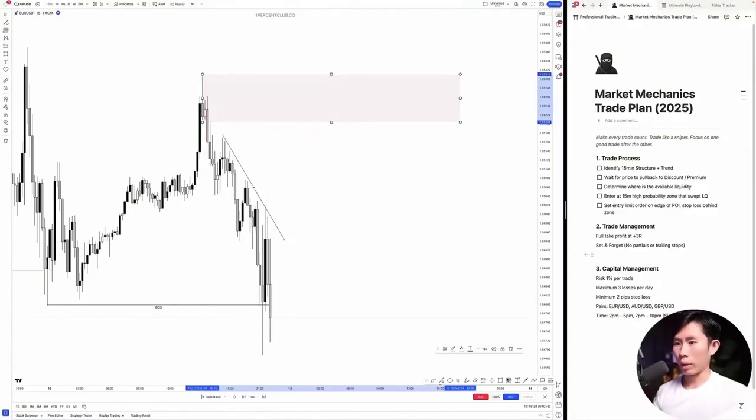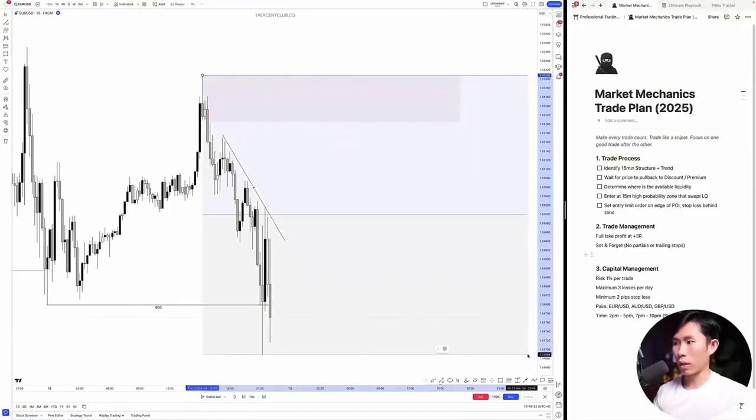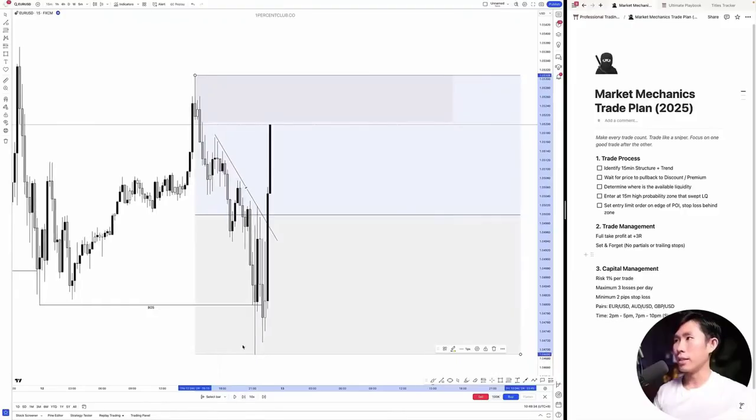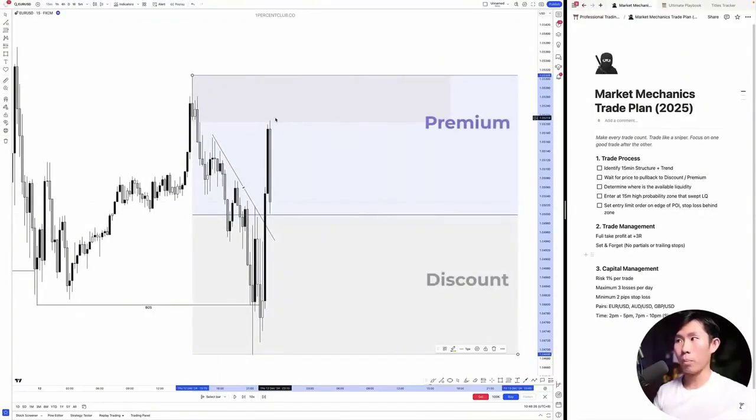So based on this, we are waiting for price to pull back to the premium discount right there. And this is that particular zone that we want to enter on. And bam, you can see, boom. This is why you gotta be quick, you gotta be fast, you gotta think on your feet, right?